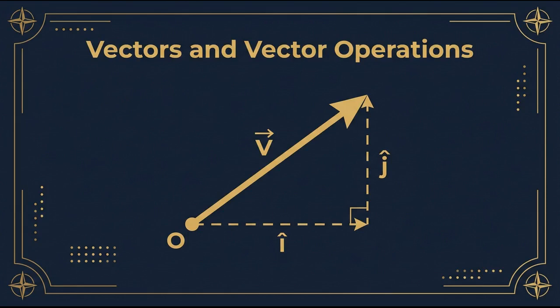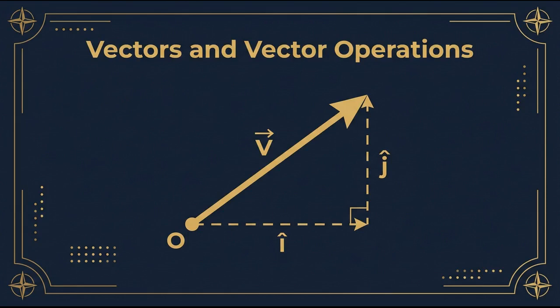To find the magnitude of a vector, you take the square root of the sum of the squared components. For example, a vector of 6i minus 8j has a magnitude of 10. If you need a unit vector, simply divide the original vector by its magnitude.